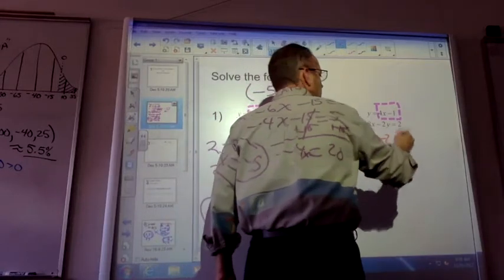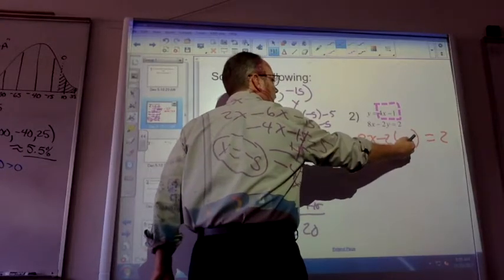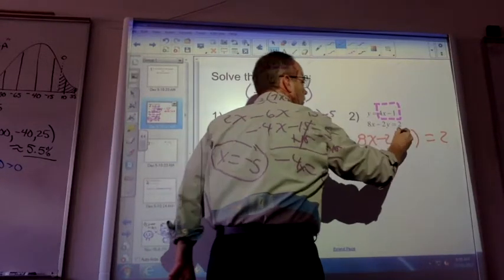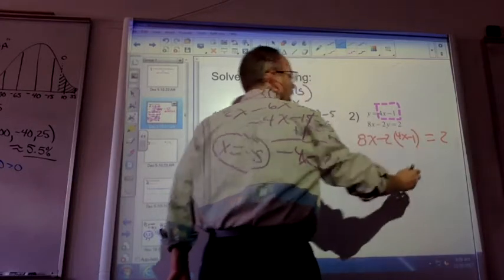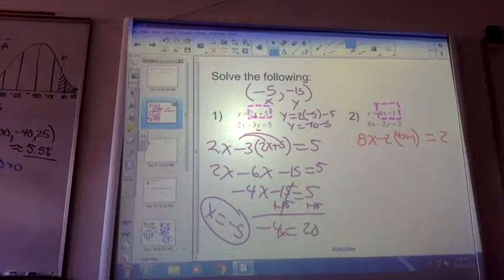So I get 8x minus 2, parentheses, equals 2. What had been here? What was here? Y. What's going to go there? 4x minus 1. All right. What am I going to distribute over? Careful, careful, careful. Negative 2. Good.